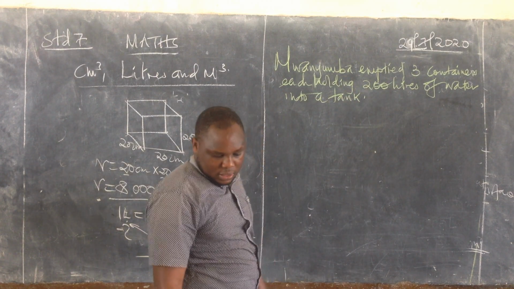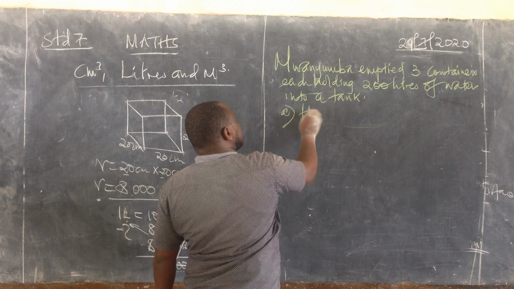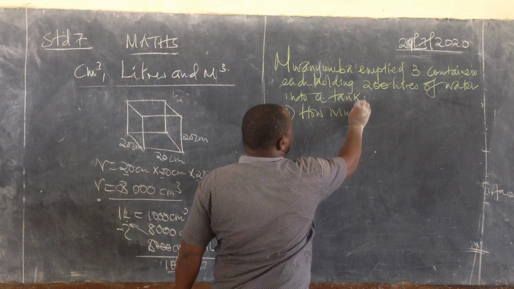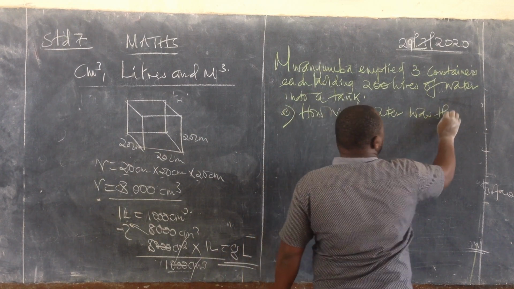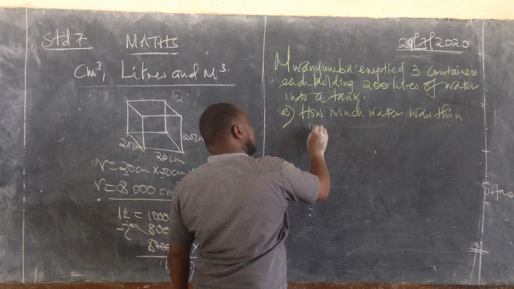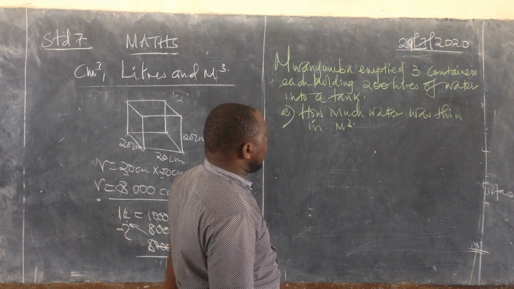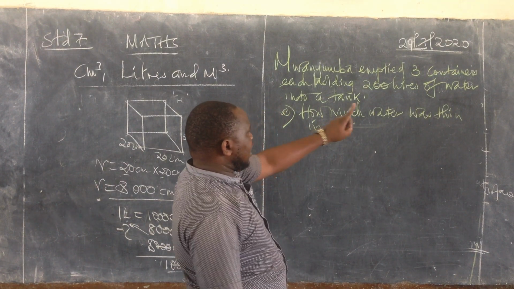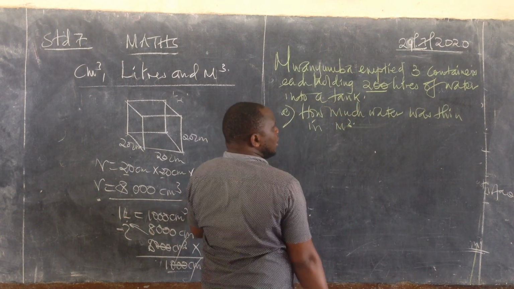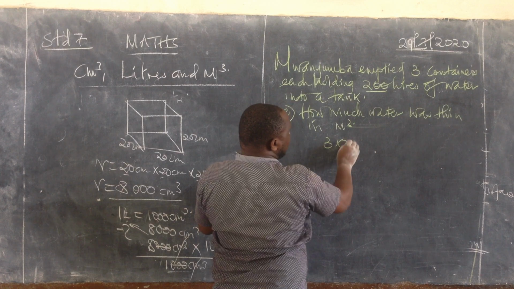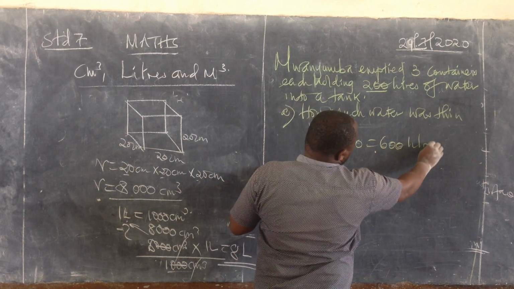And the question is, how much water was this in cubic meters? So we answer that question here. There are three containers and each one is having 2,000 liters. So the total liters are 2,000 times 3, to give you 6,000 liters.